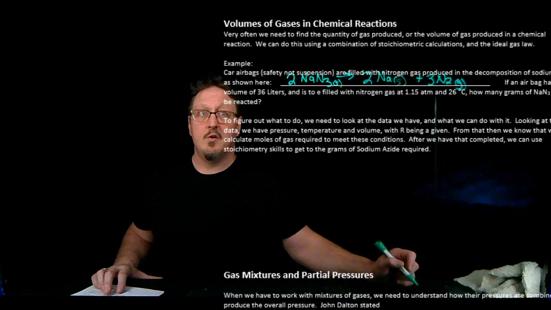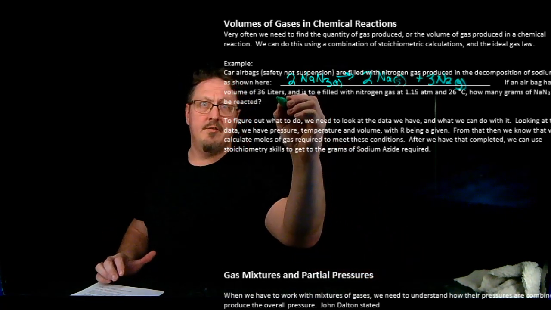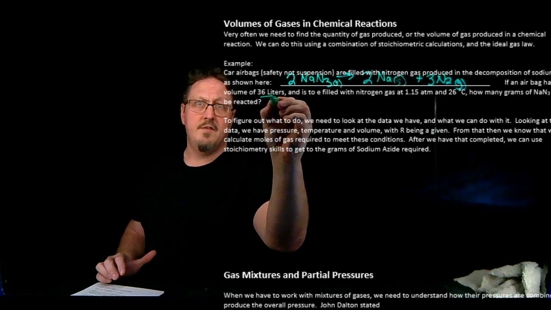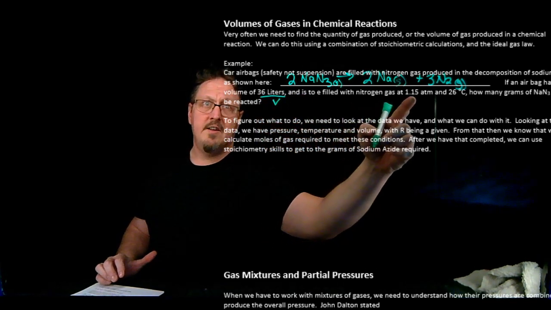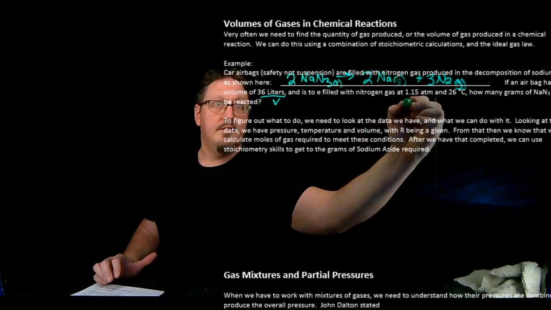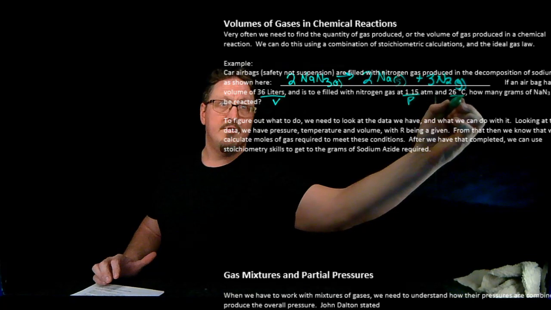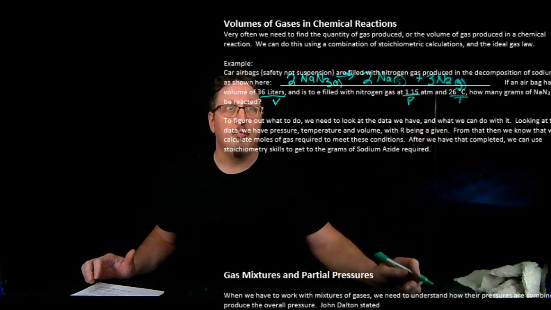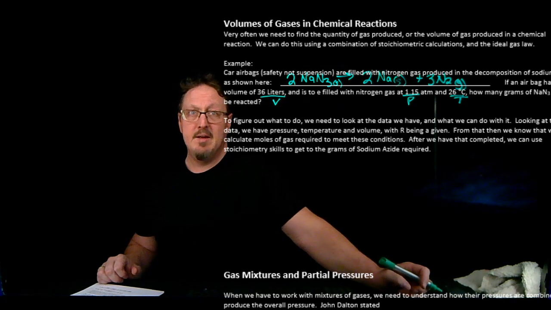Now, if an airbag has a volume of 36 liters, so I have a volume right here, and is filled with nitrogen gas at 1.15 atmospheres, there's a pressure, so I have a pressure here, and I have a temperature. How many grams of NaN3 needed to be reacted to get to that point?